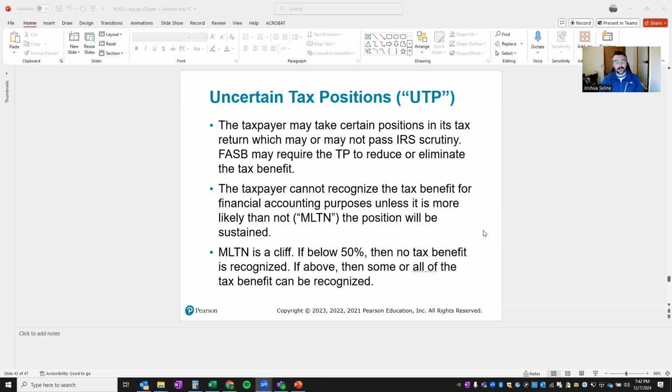So, uncertain tax positions. The taxpayer may take certain positions in its tax return, which may or may not pass IRS scrutiny. FASB may require the taxpayer to reduce or eliminate that tax benefit. The taxpayer cannot recognize the tax benefit for financial accounting purposes unless it is more likely than not the position will be sustained. Then that's a cliff. If it's below 50%, then no tax benefit. If it's above, then some or all of it, right? But there is that cliff. If it's more likely than not, 50%, you get to receive some benefit or all of the benefit. If it's not, you don't.